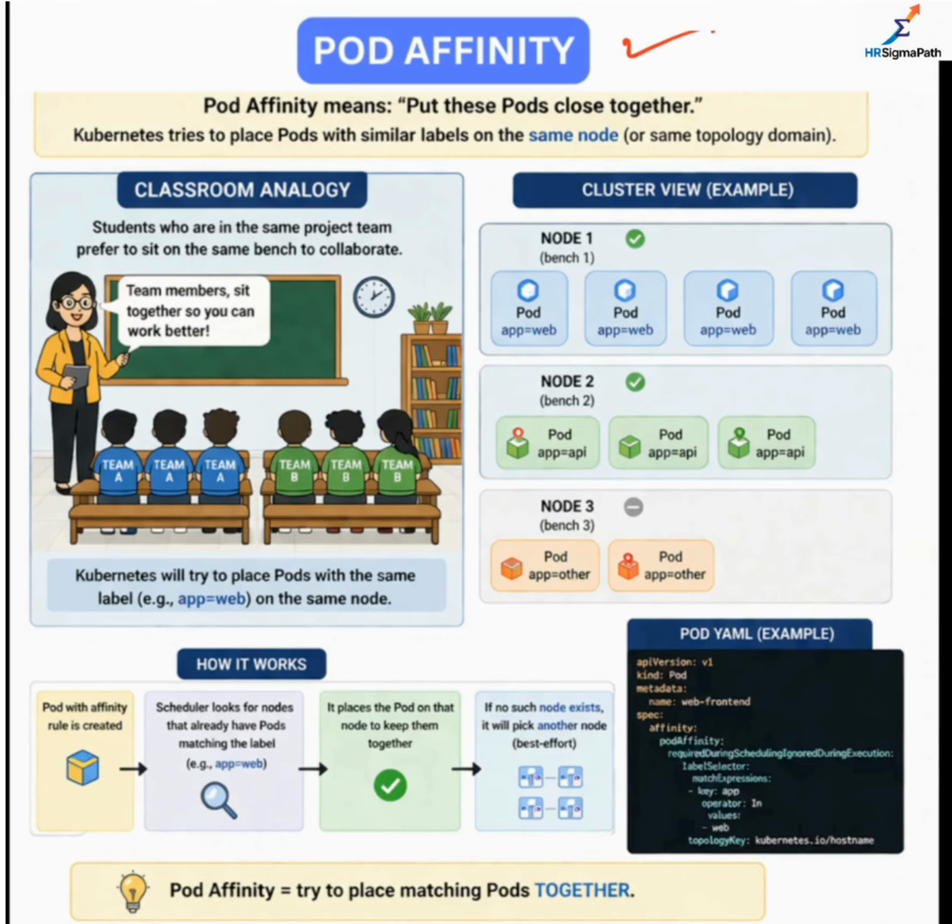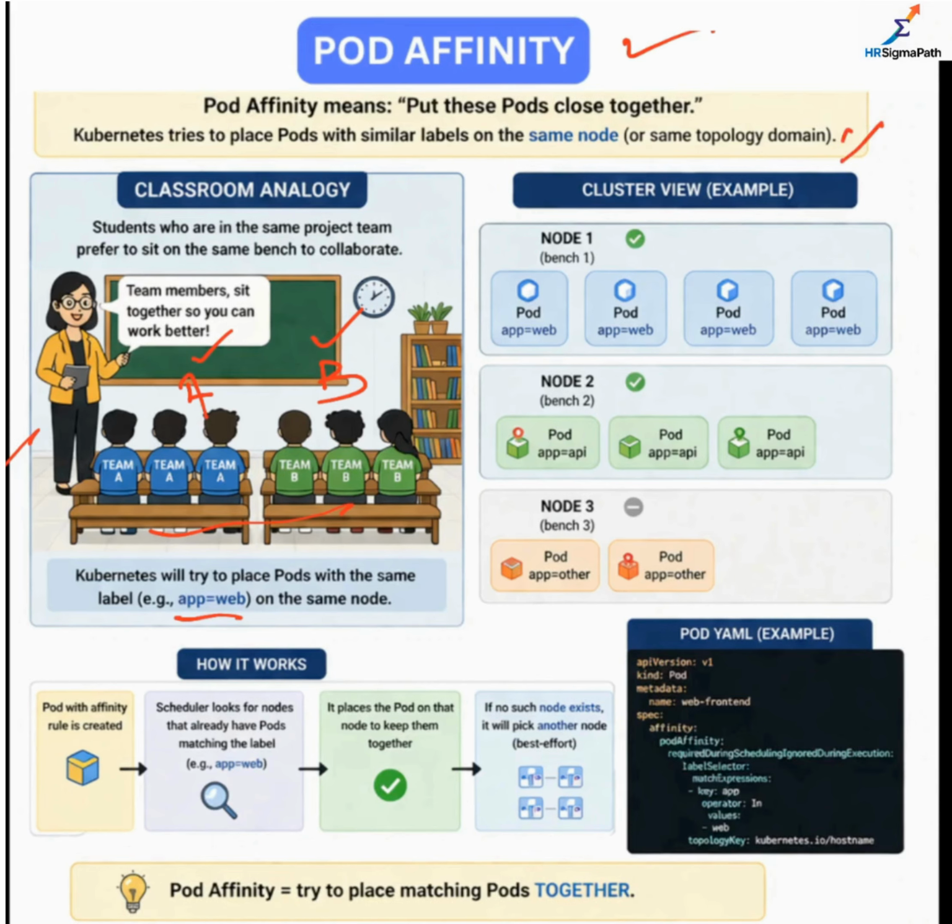So let's understand this with a simple classroom example here. Imagine there is a classroom where students are working in a team, and students from the same team prefer to sit together, because it helps them collaborate and work better. Just like that in Kubernetes, pods that belong to each team, for example pods with label app equals to web, and pods with app equals to API or any other database, are like two teams, A and B. These are placed together on the same node.